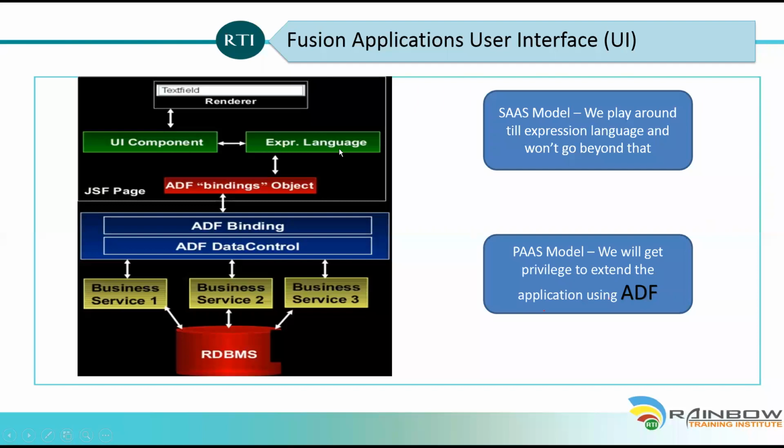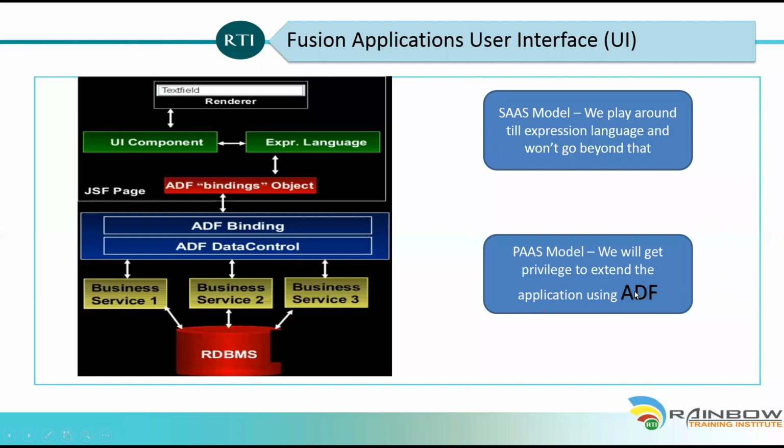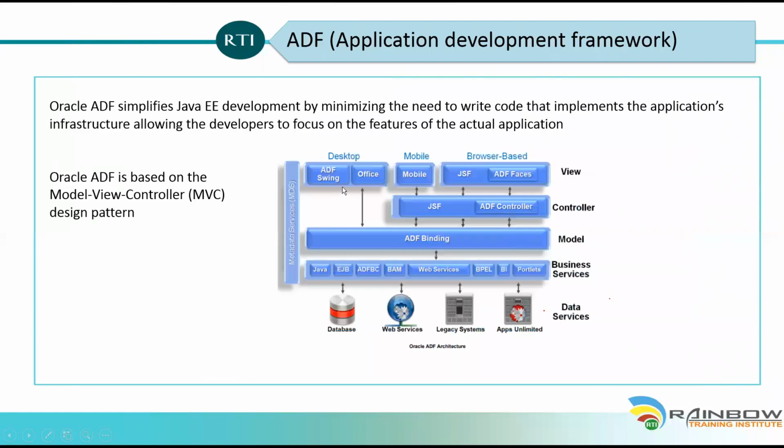If you want to go beyond that, then you have to go to the PaaS model, and that can be done through ADF, Application Development Framework. Okay, so ADF is a very powerful tool. It's a powerful framework, which uses the JDeveloper tool, which simplifies Java development by minimizing the need to write code. It's a drag and drop kind of facility in ADF development, where we can quickly create the pages, quickly develop the task flows, and do the validations.